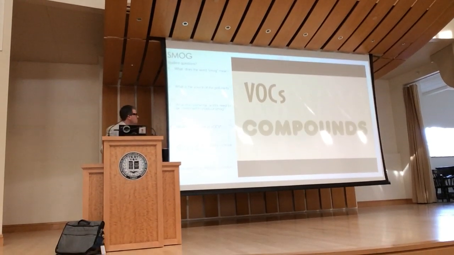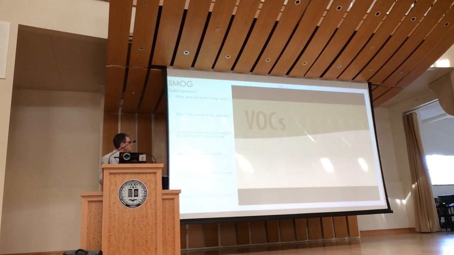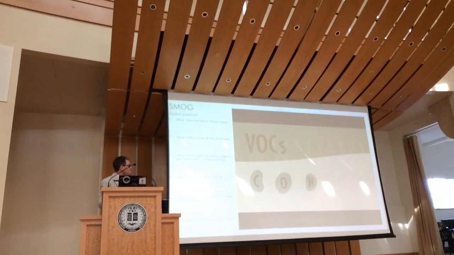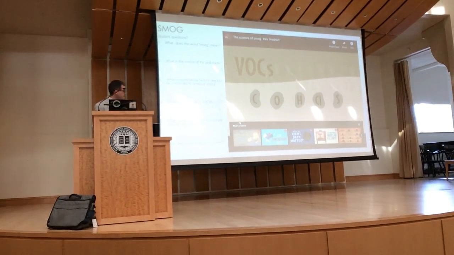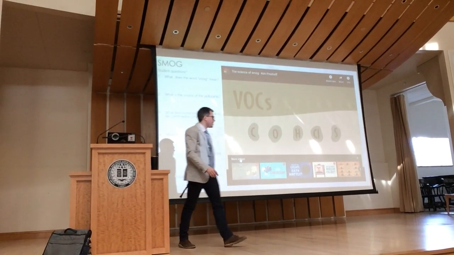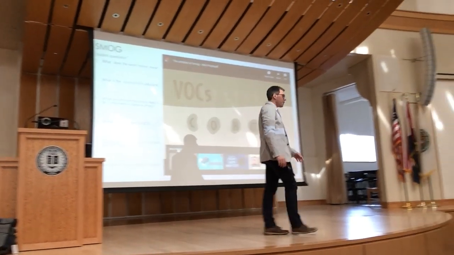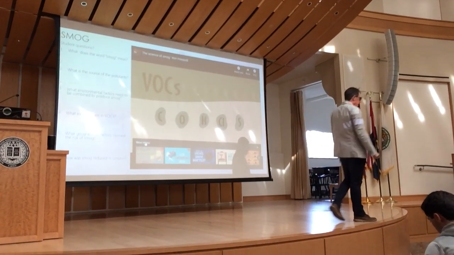VOCs are compounds that easily become vapors and may contain elements such as carbon, oxygen, hydrogen, chlorine, and sulfur. Let me pause here just so you can write them down. Carbon, oxygen, hydrogen, chlorine, and sulfur. This is the list of volatile organic compounds.